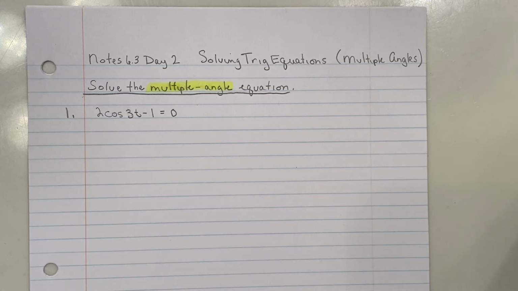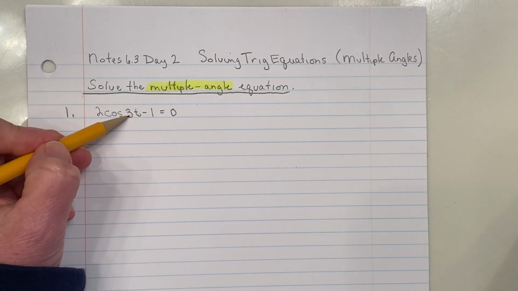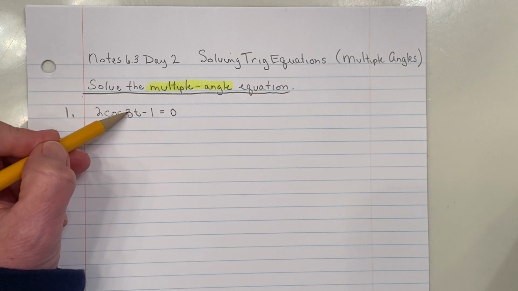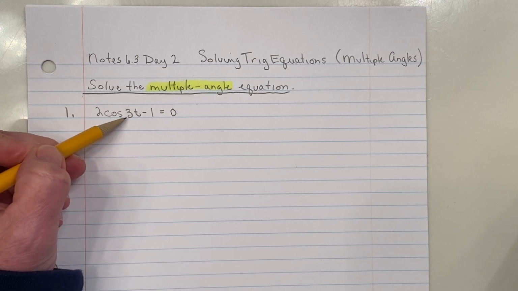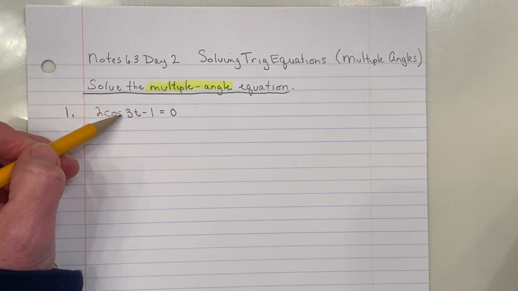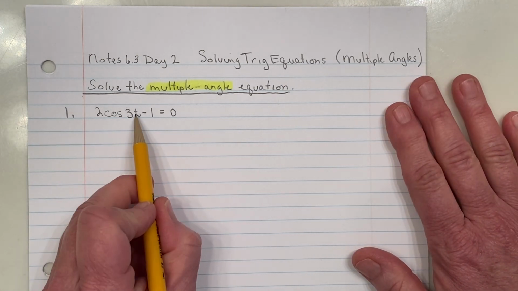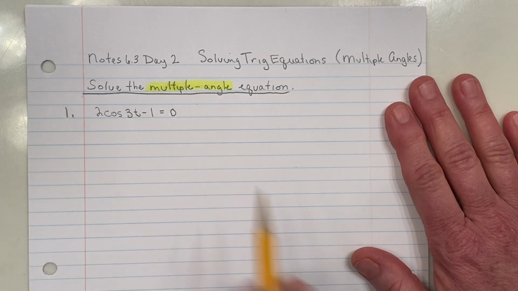So in the last lesson, we just solved trigonometric equations where the coefficient on the variable was 1. But in this video with our 5 examples, we're going to be solving multiple angle equations, which means this coefficient isn't going to be 1. So how do we handle that? Well, here's our problem. We want to solve for t. What angles on the unit circle satisfy this equation?